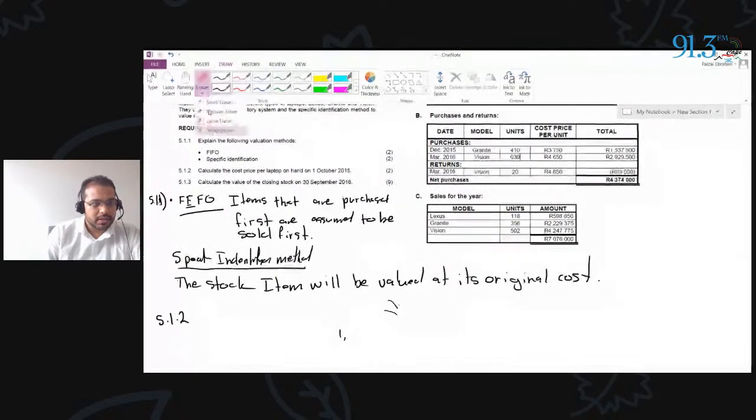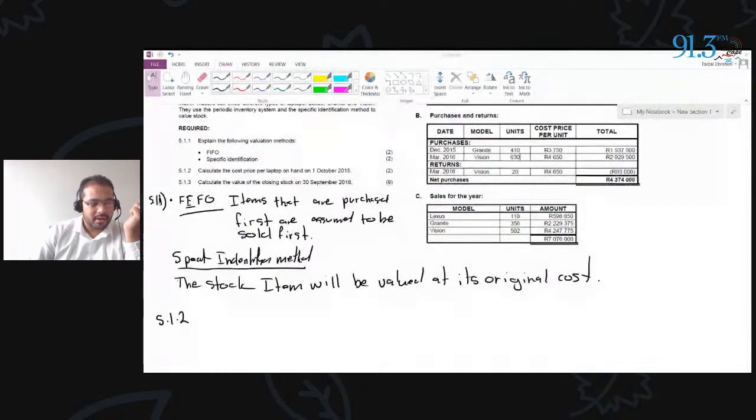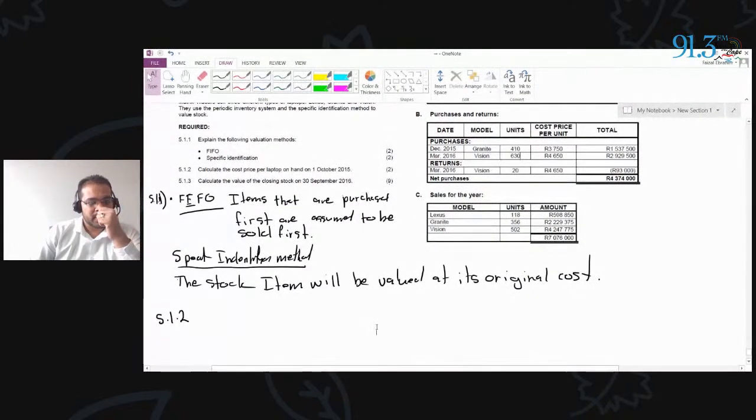Let's take the eraser and erase these unnecessary lines. Okay, so what we'll do now is the question is asking us to calculate the cost price per laptop on hand on the 1st of October 2015. The question is asking us, people, they want to know what is the unit cost price of the laptop at the beginning of the financial year for the specific company.